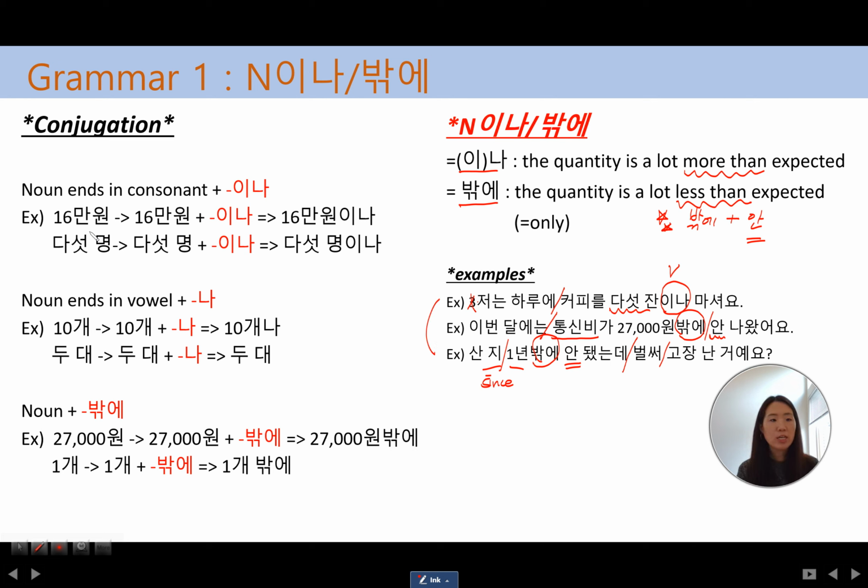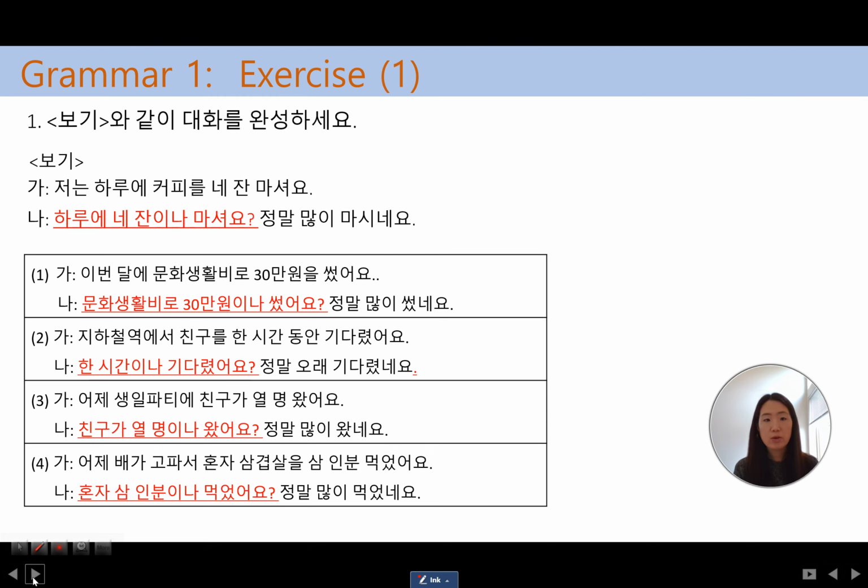Okay, so conjugation is simple. For 이나 and 나, if the noun ends in a consonant, 이나. If the noun ends in a vowel, 나. But for 밖에, it doesn't matter how the noun ends. You just add 밖에 to the last word of the noun.